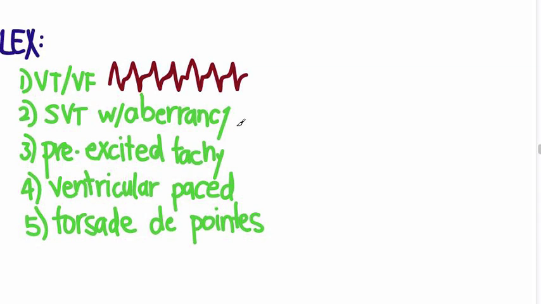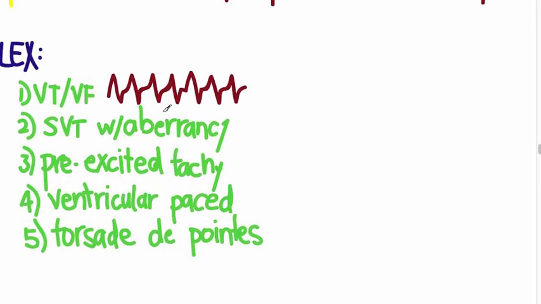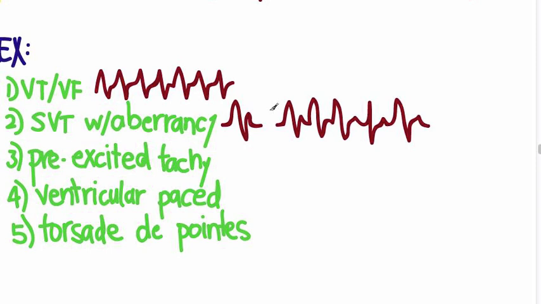Now let's talk about this aberrancy. What aberrancy means is that you have aberrant conduction through these bundles here. So you have a bundle branch block. And what a bundle branch block does is it makes your QRS wide. So you might have a wide QRS, just normally because of a bundle branch block. However, now if you have a tachycardia plus a bundle branch block, it might look like this, right? It almost looks like V-Tach. It's hard to tell the difference.